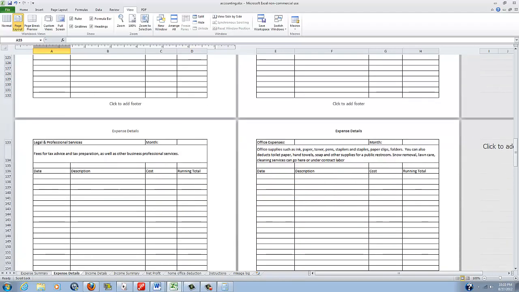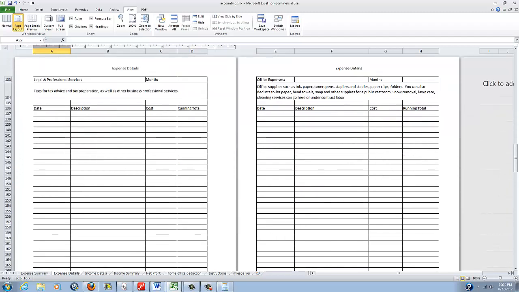Legal and professional services. If you pay to get your taxes done, you can list that here. So in April, that would probably be an expense that we all do. We go get our taxes done, and you could deduct that cost off your taxes for the next year.